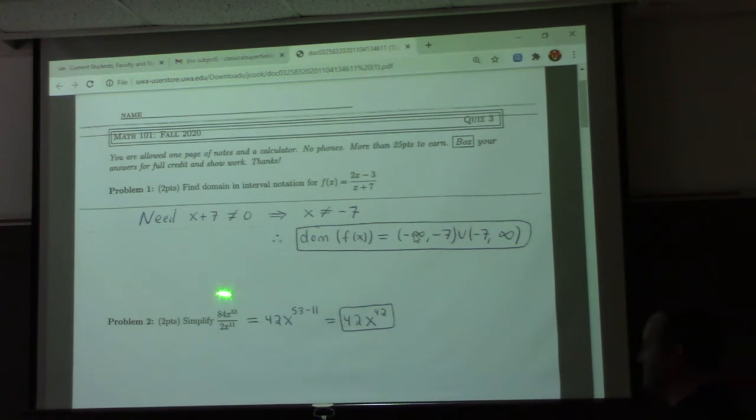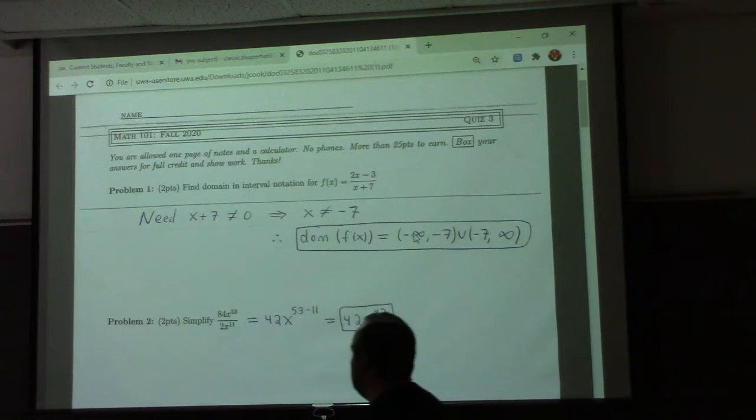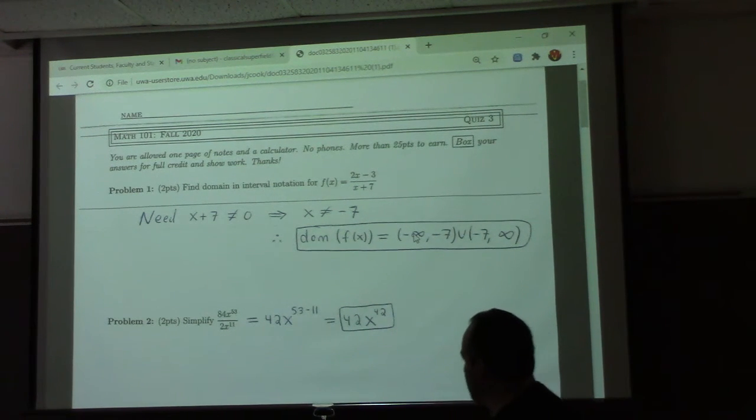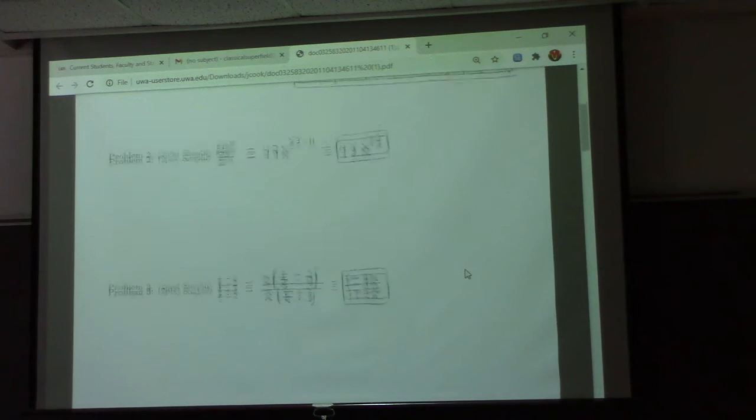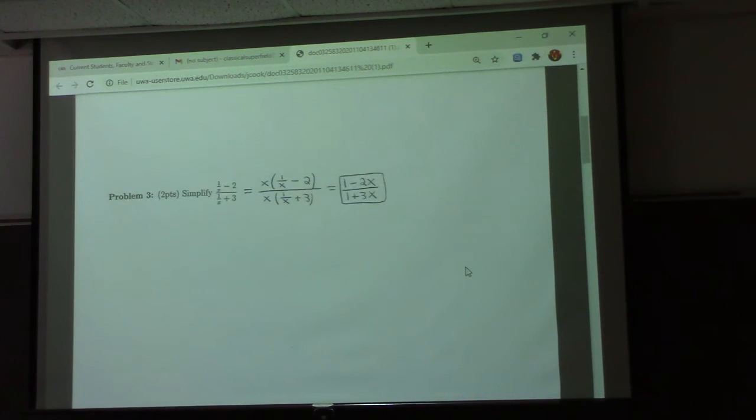Anyway, so this one, 84 over 2 is 42, right? So, and then 53 minus 11 is 42, so 42x to the 42. Let's go on here. Problem 3, what we want to do is multiply by x over x. And when you do that, it gives you 1 minus 2x upstairs and 1 plus 3x downstairs. I got that one right too. Hooray!